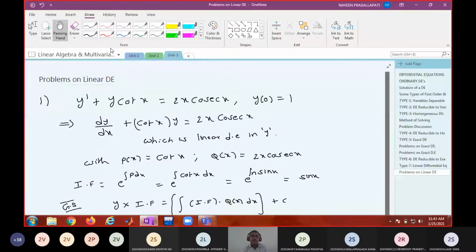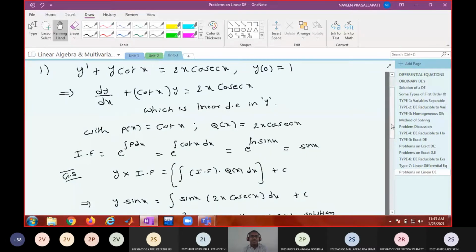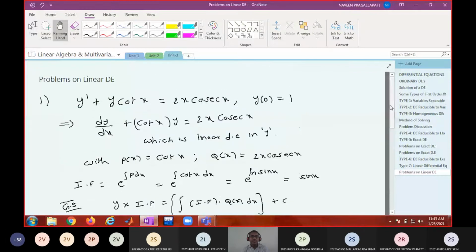Do you remember? Initial condition. Very good. This is called initial condition. The differential equation together with initial condition is called initial value problem. Okay, so suppose if the condition is given like this, then what you have to do, you have to find out the value of c using this condition.